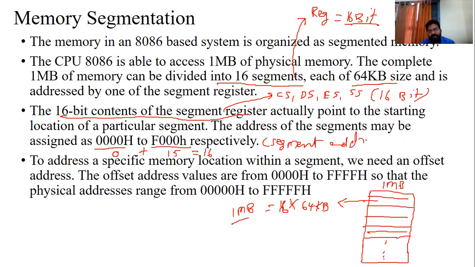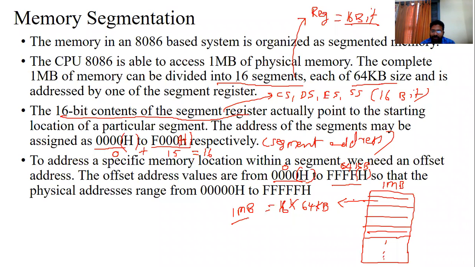These are the segment addresses. What is the offset address? This is the offset address, from 0 up to 64 KB. The H will indicate hexadecimal, so you should not be confused about that. The microprocessor takes data in hexadecimal format only, so that's why you indicate the H.